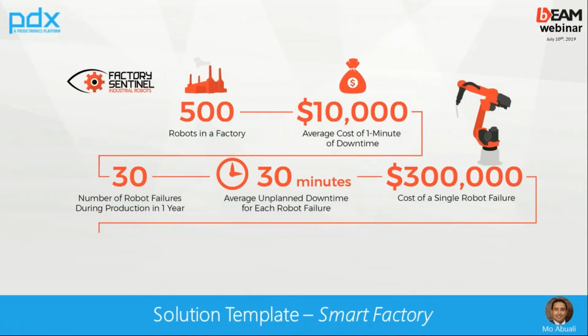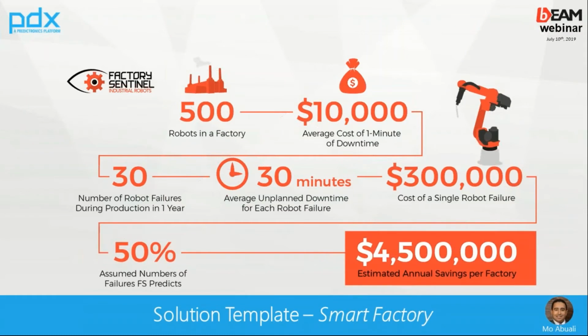But if you notice, robots don't fail very often. There's only about 30 robot failures every year. But each robot failure can actually lead to 30 minutes of unplanned downtime, which is almost $300,000 for the robotic failure. That's a significant amount of lost and unplanned downtime.